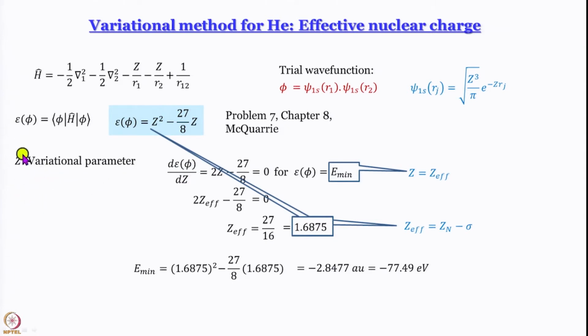So, what we do is we minimize epsilon with respect to z, and at the minimum value of it we say that z is equal to z effective. So, z effective turns out to be 1.6875, and hence one can calculate sigma, and E min turns out to be minus 77.49 electron volt, which is close to the actual value, but well, not close enough. If it was close enough, then we could have closed the discussion right here.